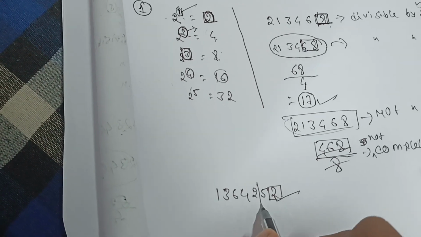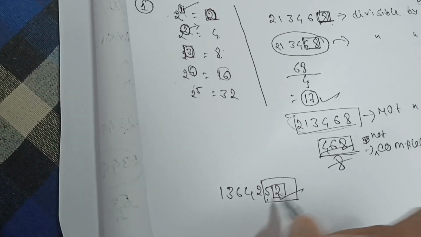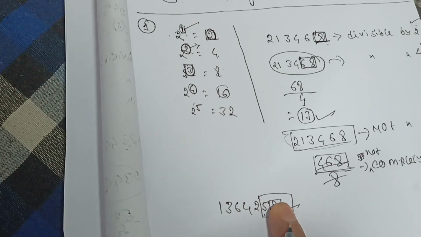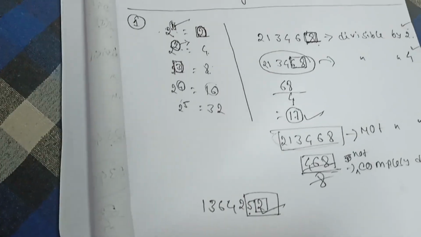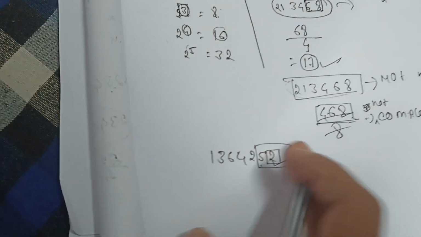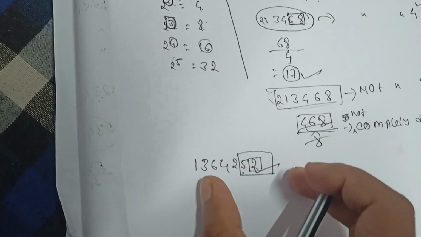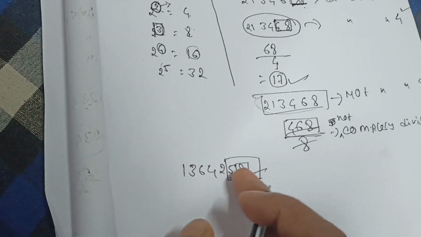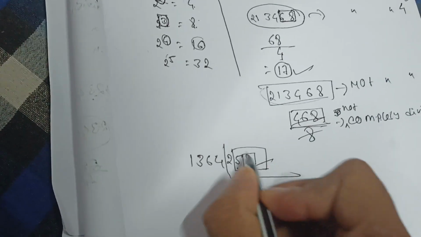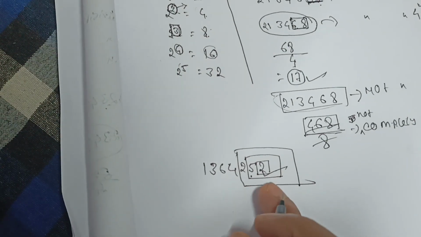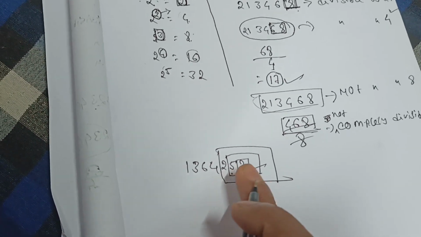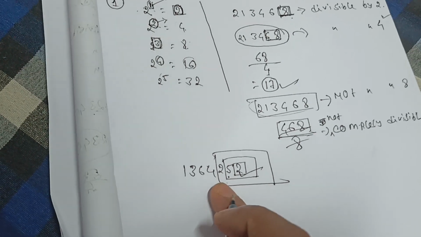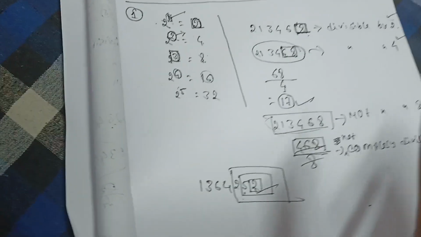This number is divisible by 4 because 52 is totally divisible by 4. Because 4 times 13 is 52, the total number is also divisible by 4. And the last one, in this 252, is it divisible by 8 or not? So 252, 8 3s are 24, carry 1, 1 to 12. So this is not divisible by 8.